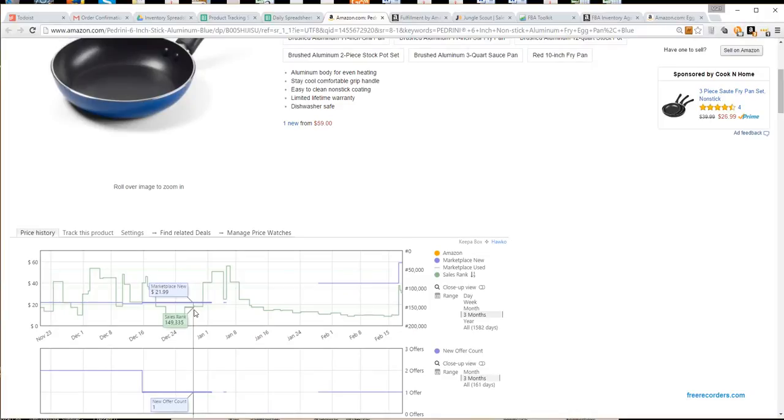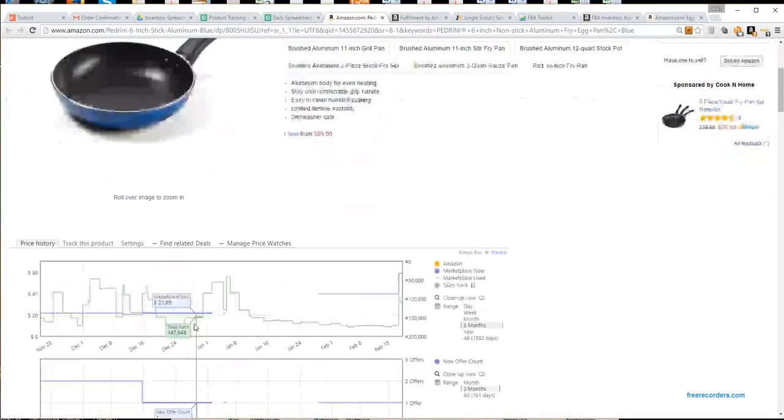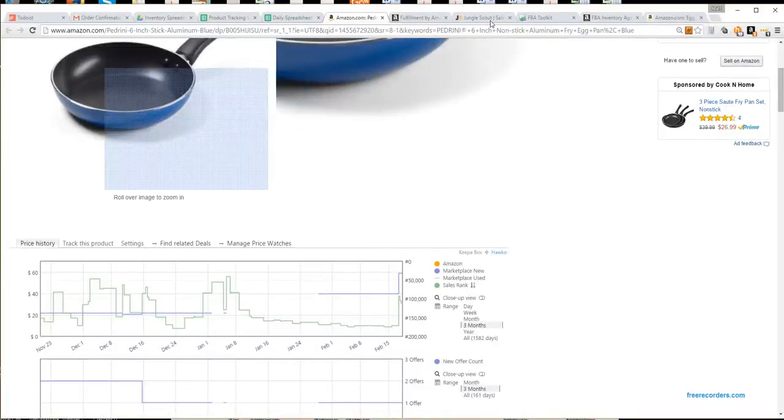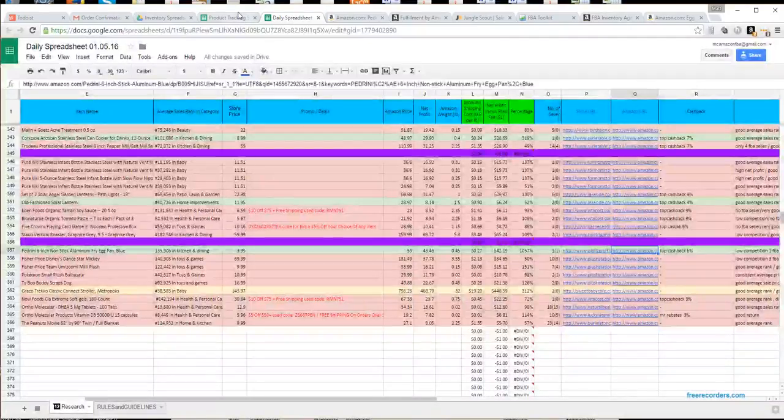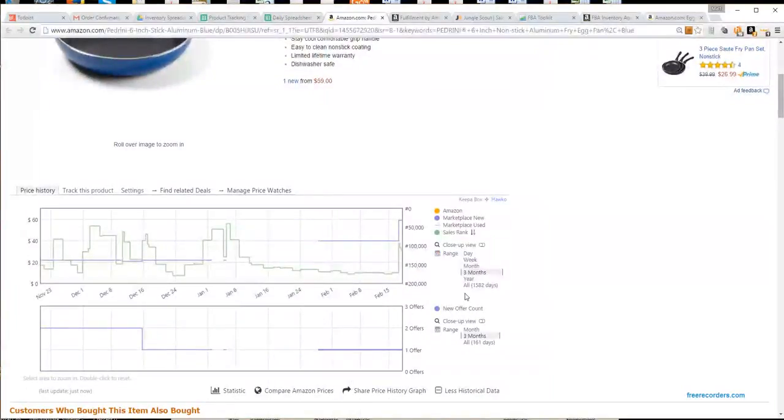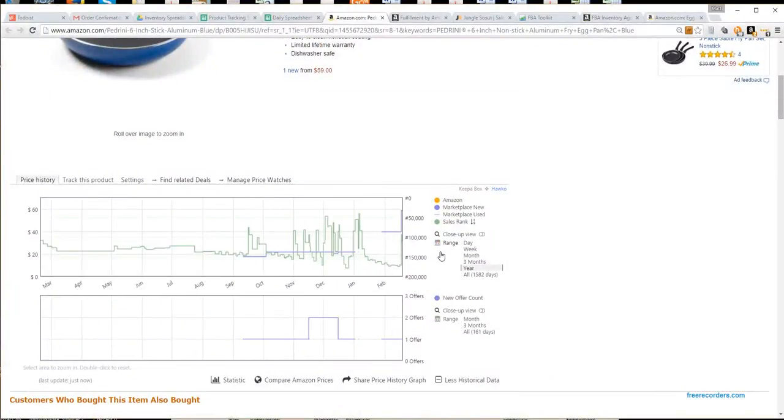21.99. See, that's where I would come in at this price. And our rank's about 100. If we look at the average rank for this price, I'd just say about 100,000. And then if we put that into our kitchen and dining, 100,000, 15 a month. So we buy four. We're the only ones on the listing, hopefully. Obviously, people might come in.